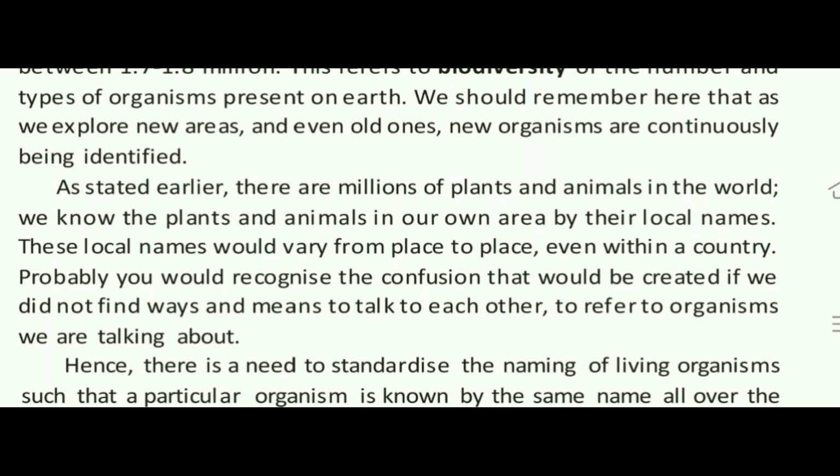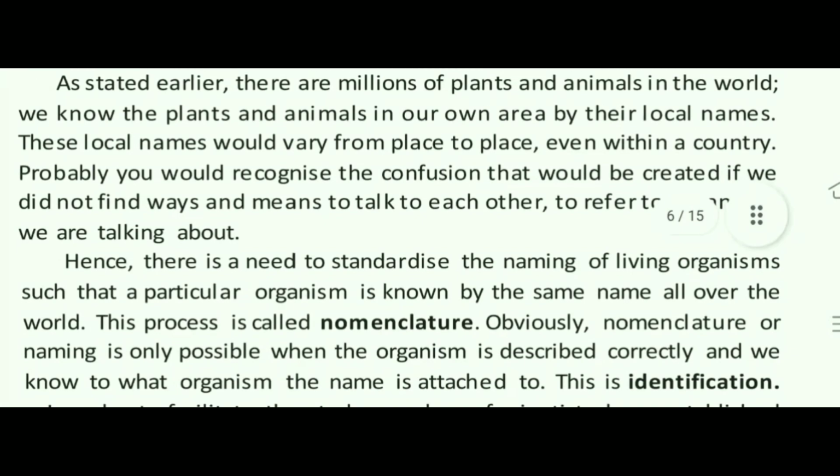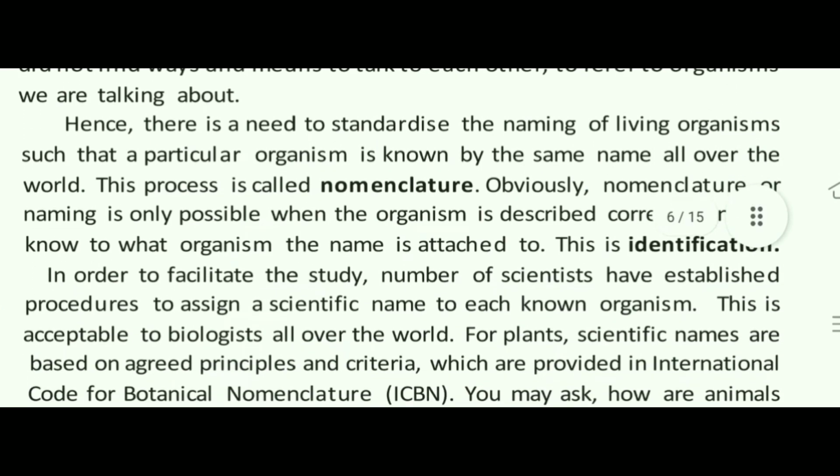As stated earlier, there are millions of plants and animals in the world. We know the plants and animals in our own area by their local names. These local names would vary from place to place, even within a country. Probably you would recognize the confusion that would be created if we did not find ways and means to talk to each other and refer to the organism we are talking about. Hence, there is a need to standardize the naming of living organisms such that a particular organism is known by the same name all over the world. This process is called nomenclature.